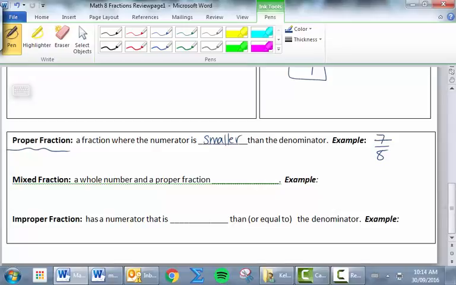A mixed fraction is exactly that. It's mixed up. It's part of a whole number and part of a fraction. So a whole number and a proper fraction together.